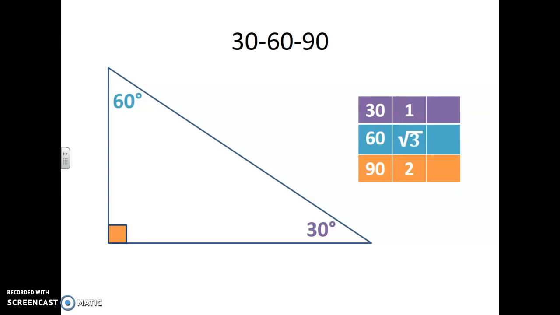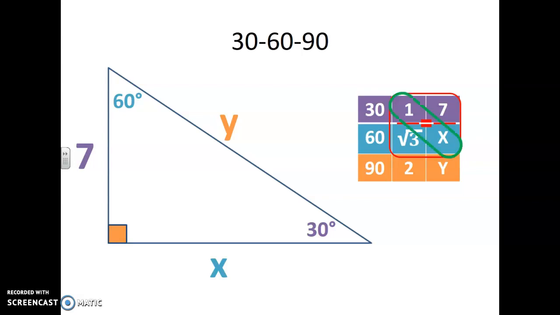So here's your chart, 30, 60, 90, 1, radical 3, 2. The side opposite the 30, let's say, is 7. The sides opposite the 60 and the 90, you're going to label with variables. Plug those numbers into the chart in the correct spot. Set up your proportion. 1 over radical 3 is equal to 7 over x. Cross multiply. 1 times x is equal to 7 times radical 3. So x is equal to 7 rad 3.